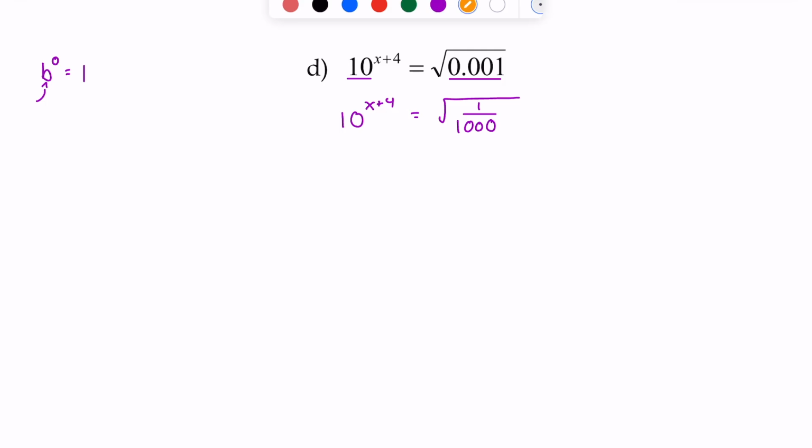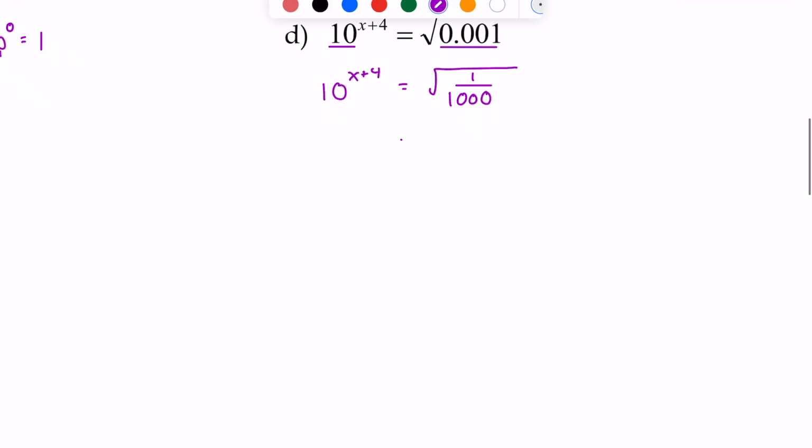So we need the same base. So we need a 10 here, and we need a 10 over on this side as well, or whatever the lowest common base is. But I know 1,000 is a base of 10. That is the same thing as me saying, under the square root, well, 1 over 1,000 is the same thing as me saying 10 to the power of -3.